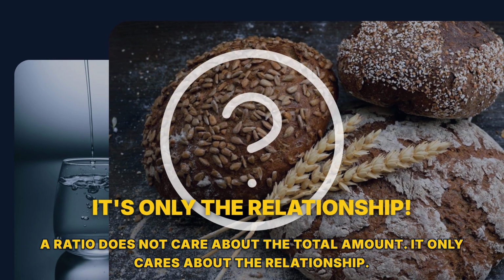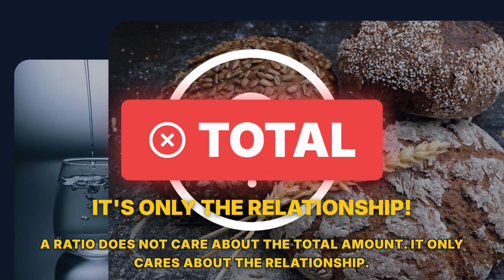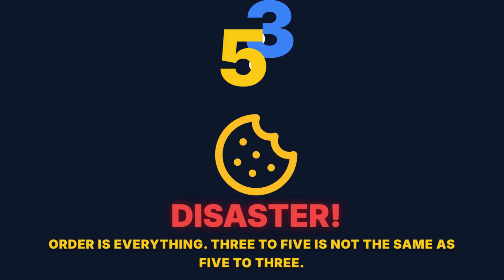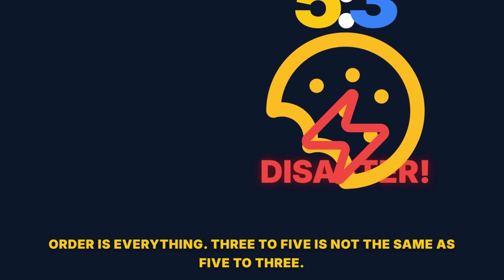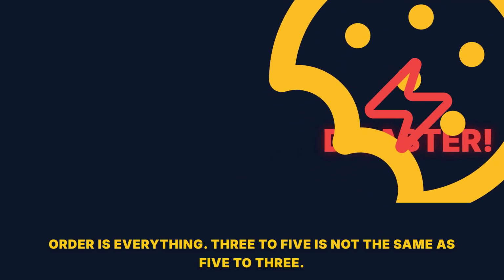Here is the big trap most people fall into. A ratio does not care about the total amount of water and flour in your kitchen. It only cares about how those two amounts relate to each other. Order is everything. The ratio 3:5 is absolutely not the same thing as 5:3. Switch them, and your bread turns into soup or a brick.